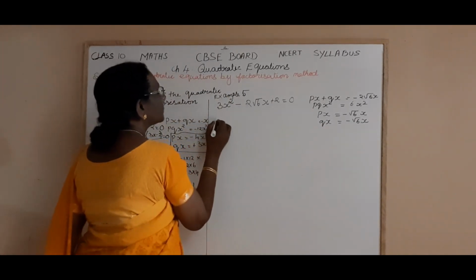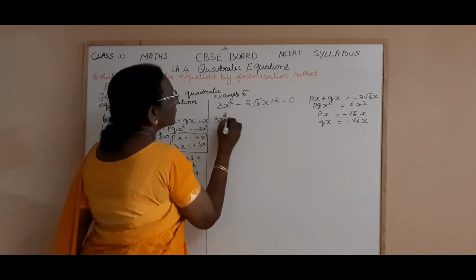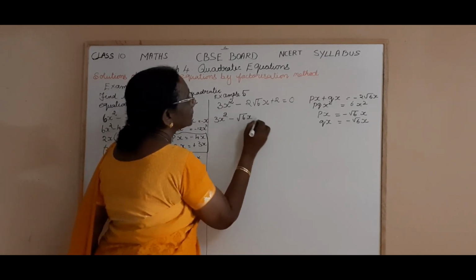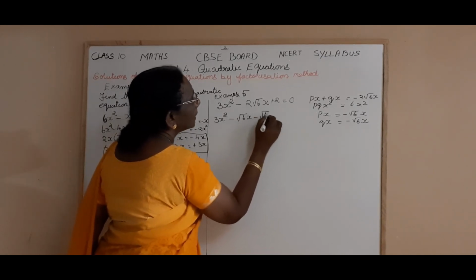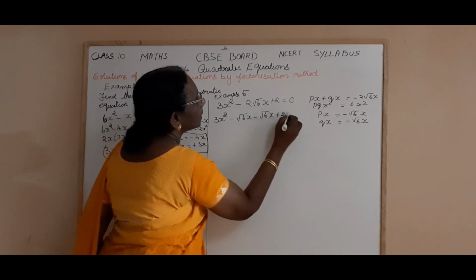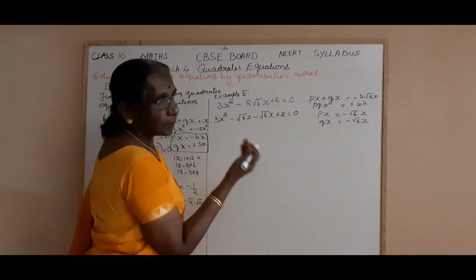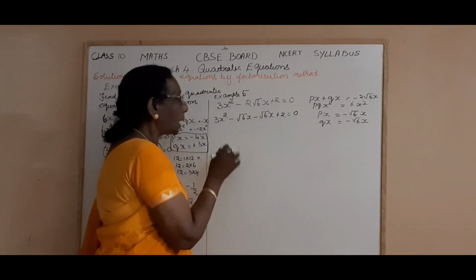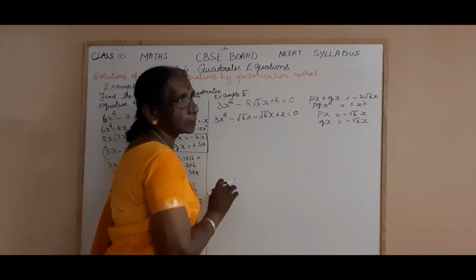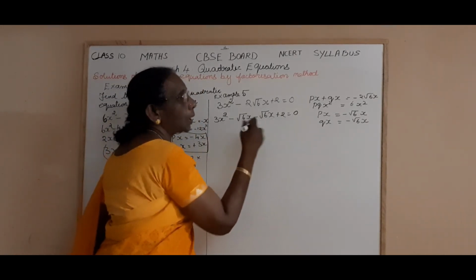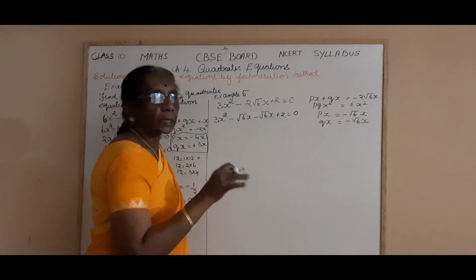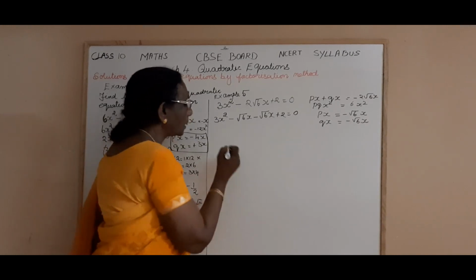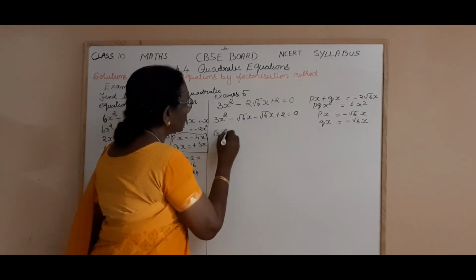Now, put it here. 3x square minus root 6x minus root 6x plus 2 is equal to 0. Now we have to take the common factor from these two and from these two and factorize. For that, see, we have root 6 and root 6. So let us write this rational also in the form of a product of irrationals. Root 3 into root 3x square.